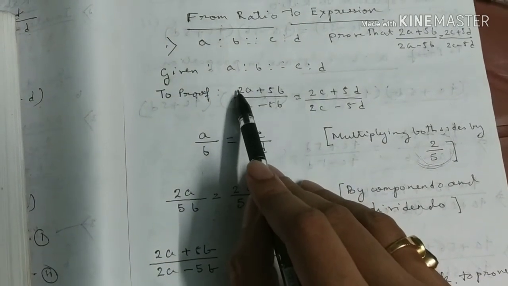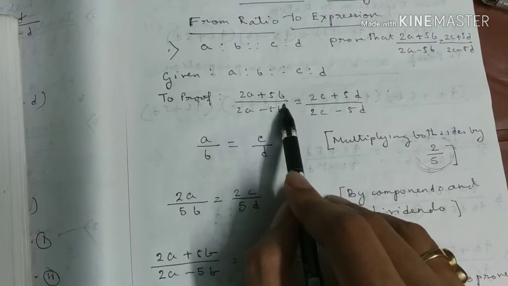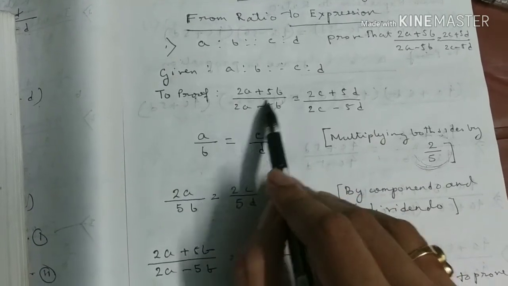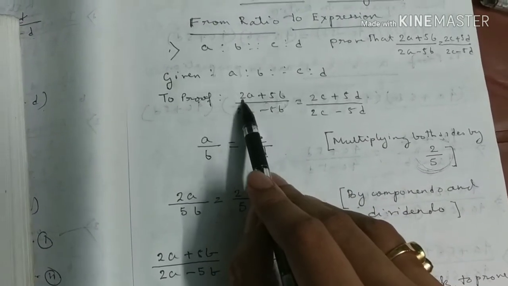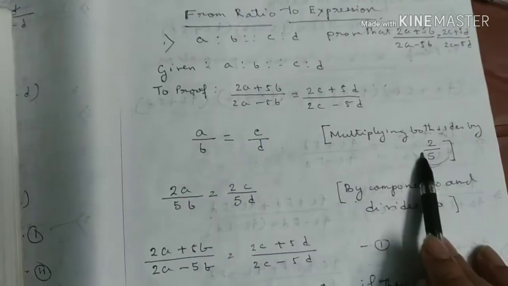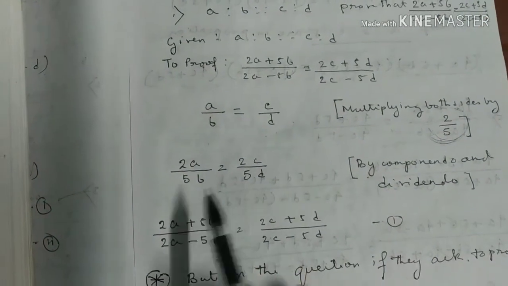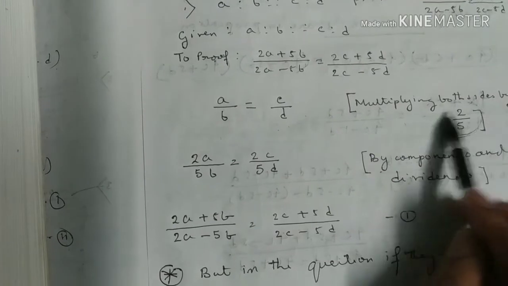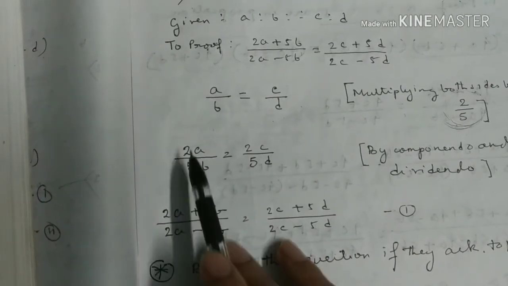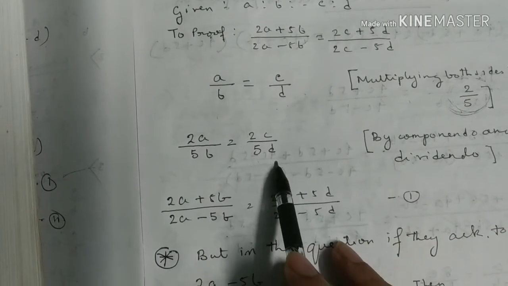What coefficient is there before a and what coefficient is there before b? Here it's 2 and here it's 5. So this is the cue point. Okay, 2 and 5. From here we get the idea that we are going to multiply numerator and denominator by 2 by 5. We multiplied both sides by 2 and 5, and the result we get is 2a divided by 5b is equal to 2c divided by 5d.